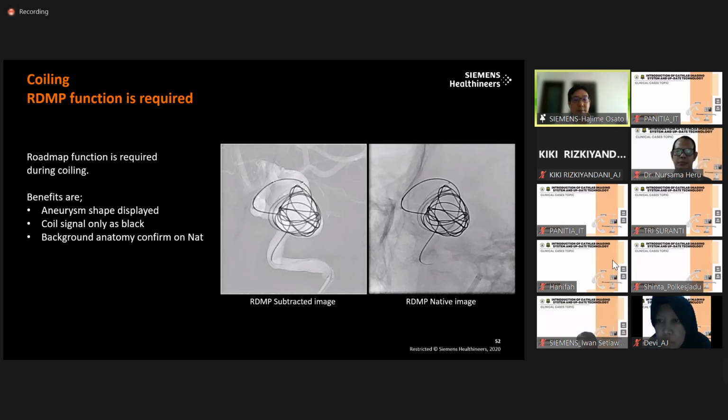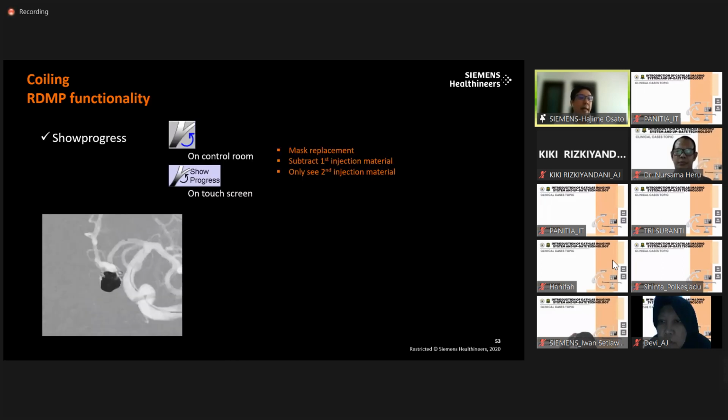And I want to introduce one of the roadmap functionalities. It's called show progress. Show progress is used for quick demasking. It is quite helpful during coiling cases. The doctor deploys the first coil in the aneurysm, so we can see the coil mass as a black signal like this.